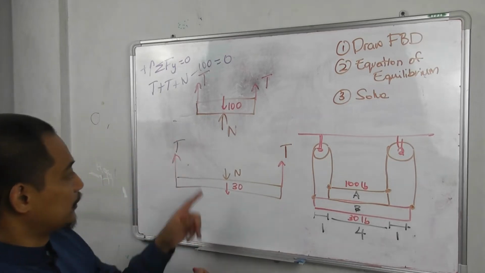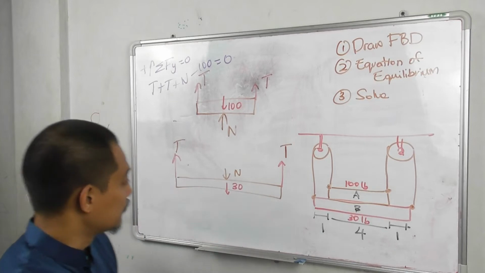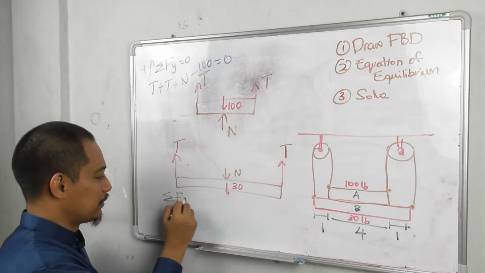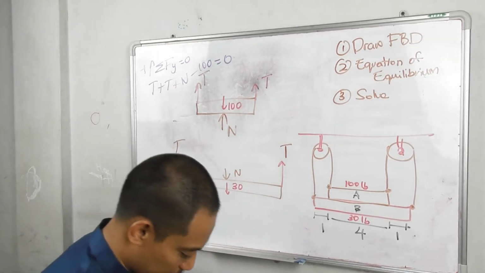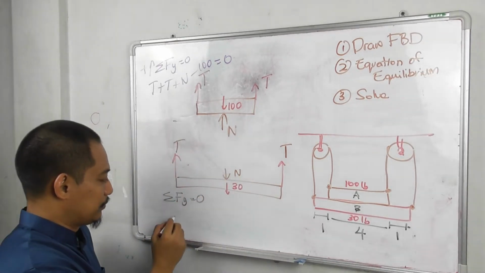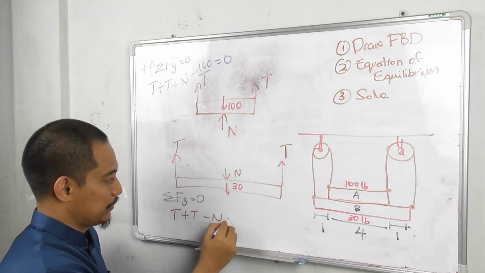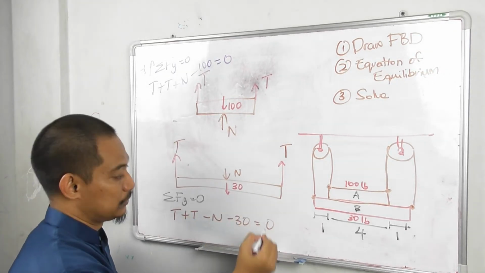And for this one, if you do summation of Fy equal to 0, all the markers are running out of ink. So this one becomes T plus T minus N minus T equal to 0, right?